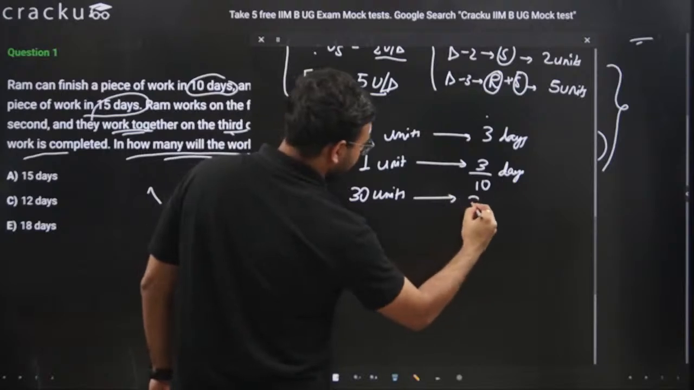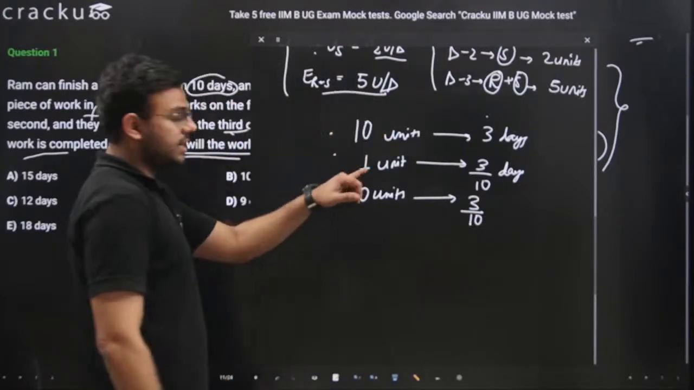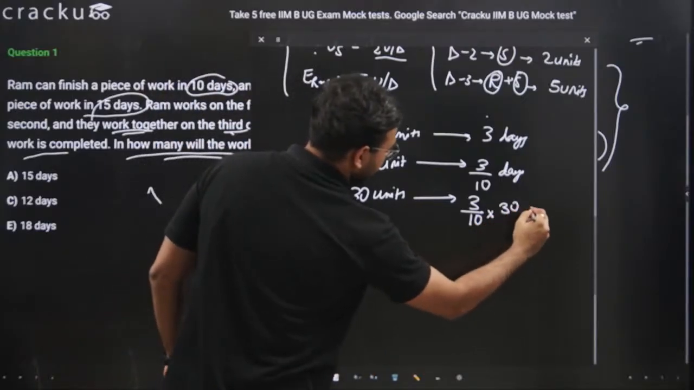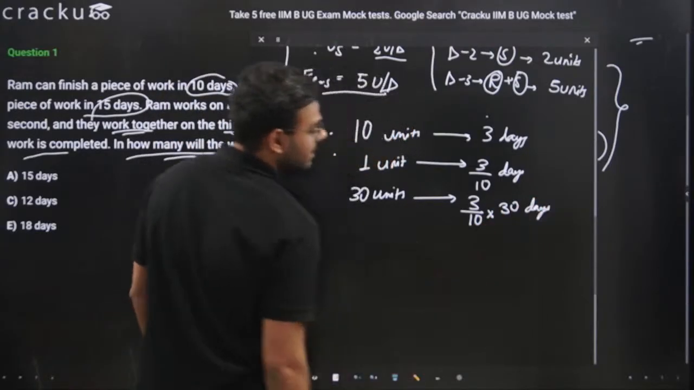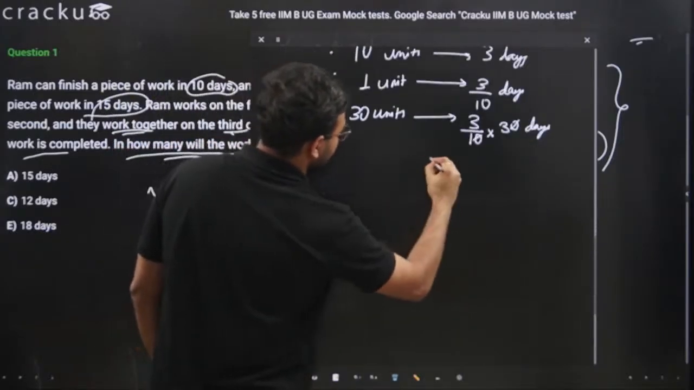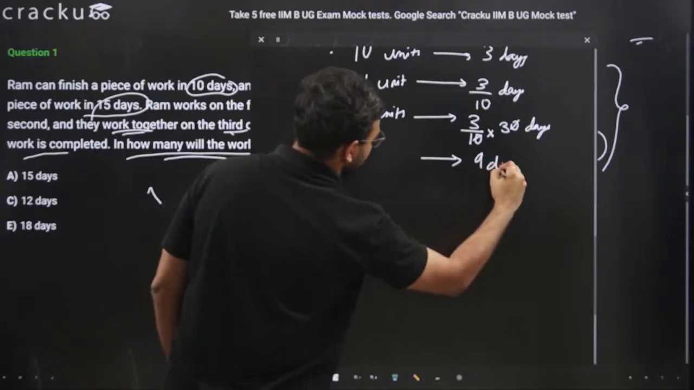So 1 unit they are taking 3 by 10 days. For 30 units they will take 3 by 10 into 30 days. The 0 and 0 will get cancelled, and the answer will be 9 days.